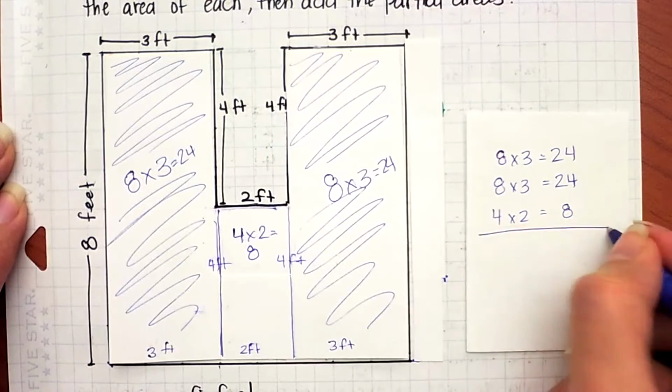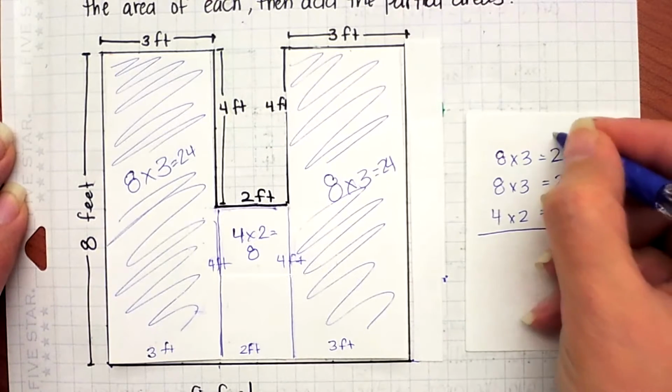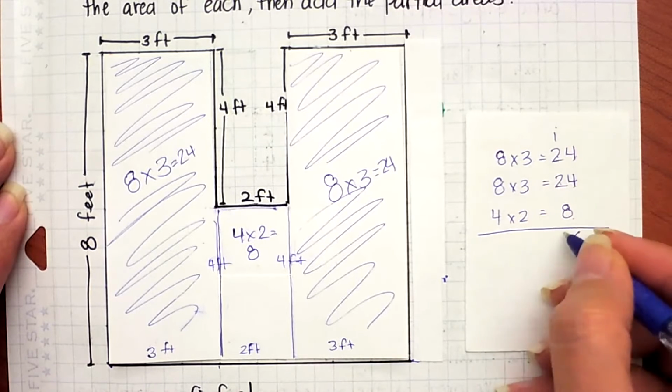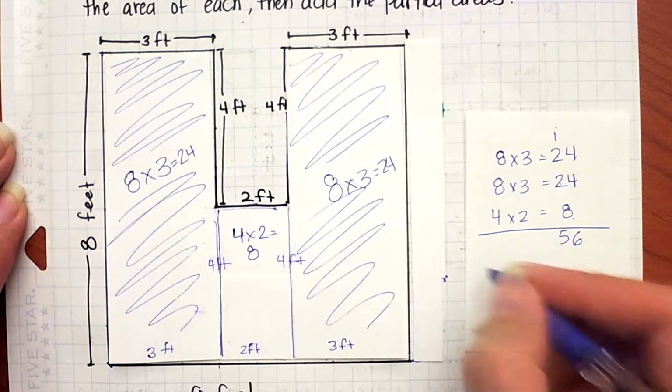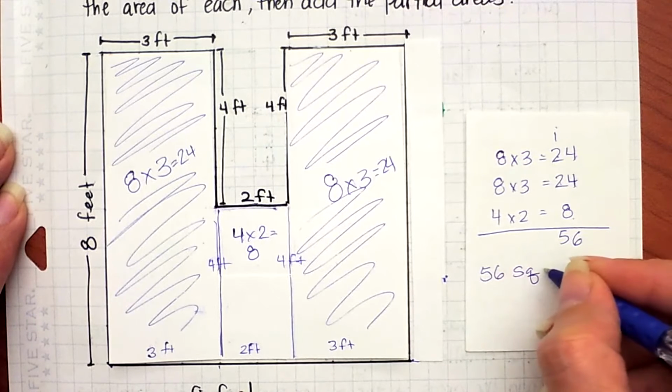Now, if I add those all together, 4 and 4 and 8, 8 and 8 is 16, put the 6, carry the 1, 2, 4, 5. I still get 56, so the area is still 56 square feet.